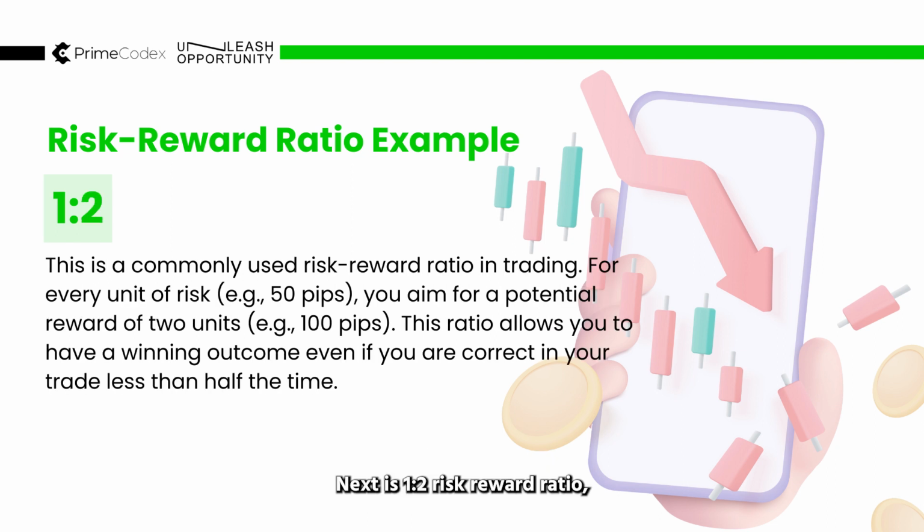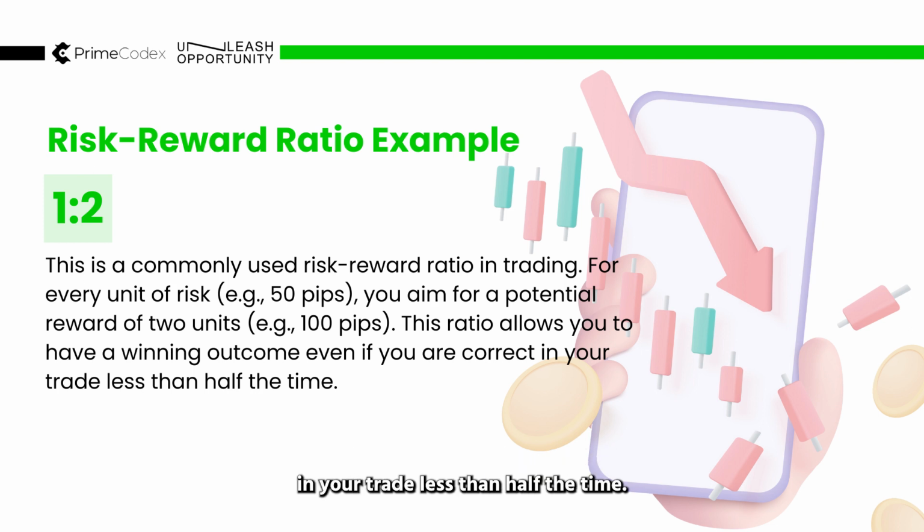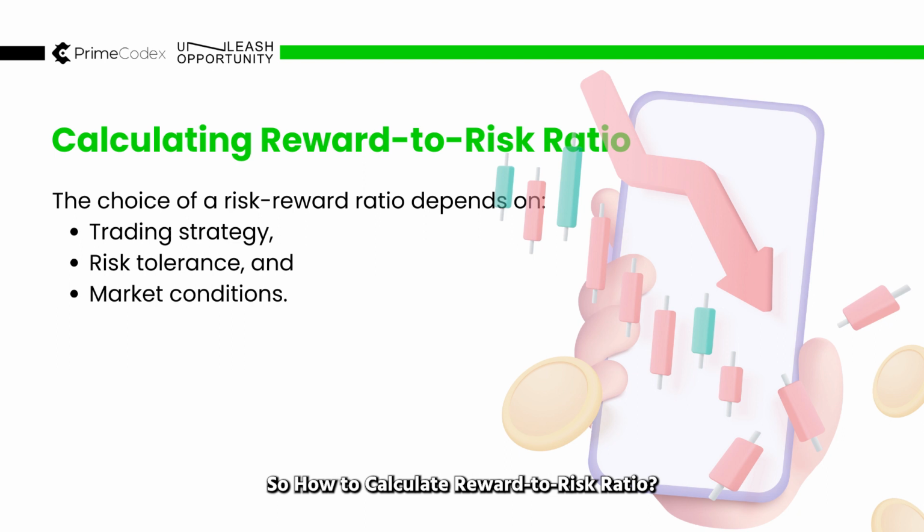Next is 1 to 2 risk-reward ratio. This is a commonly used risk-reward ratio in trading. For every unit of risk, for example 50 pips, you aim for a potential reward of 2 units, as in 100 pips. This ratio allows you to have a winning outcome even if you are correct in your trades less than half the time. So how to calculate reward to risk ratio?